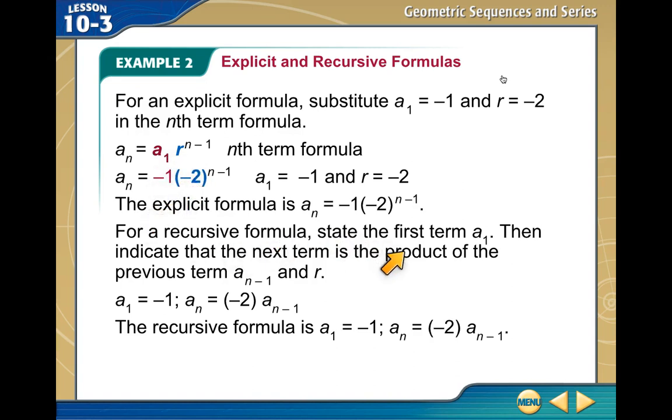So recursive, we're going to get our first term and then indicate the next term in terms of what it is for the previous term. So for recursion, the next term is just the one that was before it times negative 2. That's all it's looking at. So it's a different way to express the same sequence, but this is the one that we're going to focus on using our geometric sequence to move forward with it.